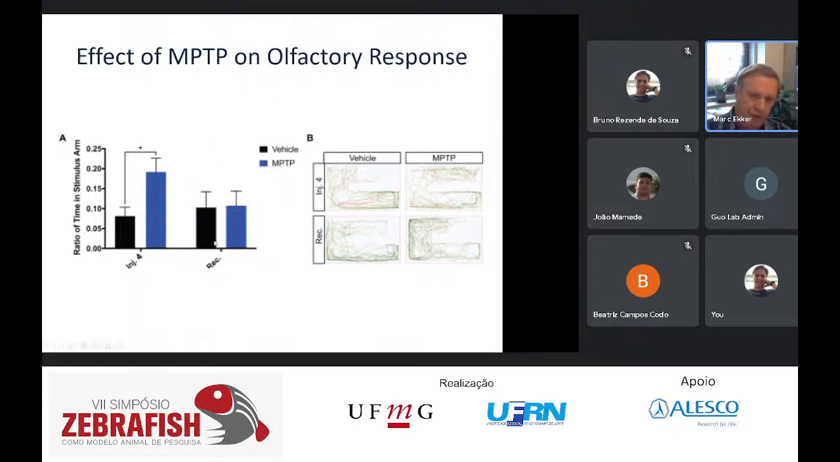However, if you leave the fish to recover for a while, then the amount of time spent in the compartment where it's not supposed to be normally going has reduced to levels that are comparable to that of fish that only received the vehicle.